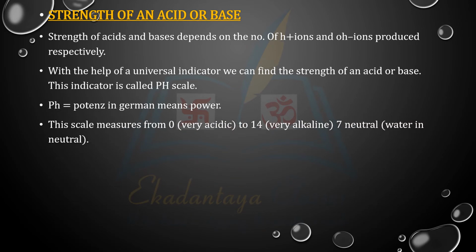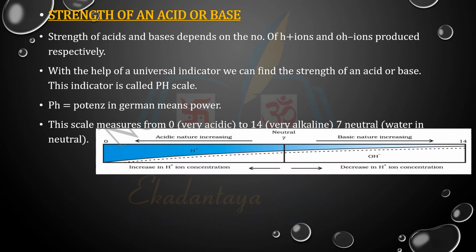This scale measures from 0, very acidic, to 14, very alkaline, and 7 is neutral, like water. Here is 0, very acidic; acidic nature increases in this direction and basic nature increases in the other. This is 7, neutral, and this end is very alkaline. H+ ions increase here and decrease here.